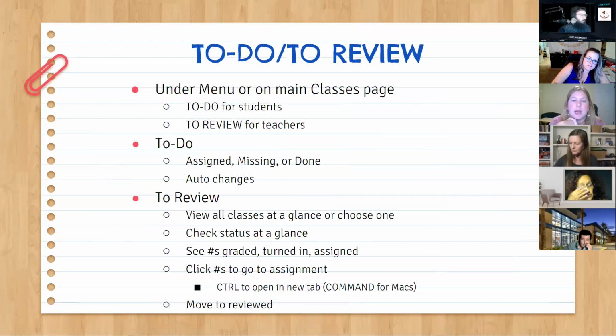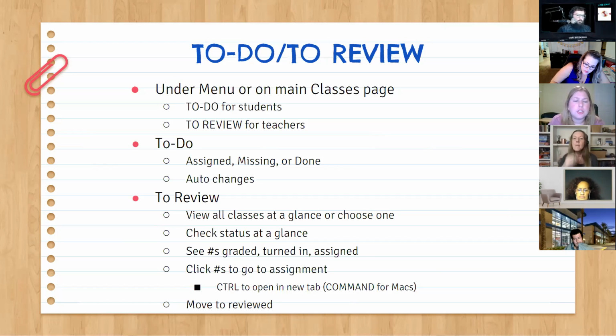Okay, you can find them two ways: under the menu, which is your pancakes in the top left corner, or on your main classes page, and that is brand new as of August, and it was rolled out to you at some point in the last couple weeks. If you don't have it, hopefully you have it in the next week or two. It usually takes Google 3 to 4 weeks to get stuff rolled out to everybody.